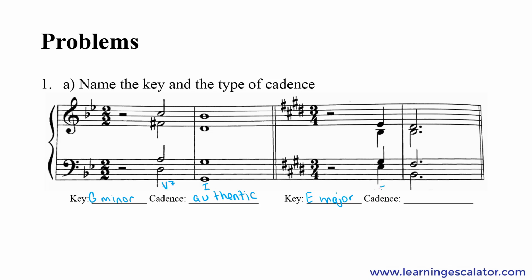So then this is the tonic, and this is the dominant. Also, I made a mistake over here. It should be a lowercase i because it's minor. Yeah, so back to this one. It's the dominant chord. So I to V is a half cadence.